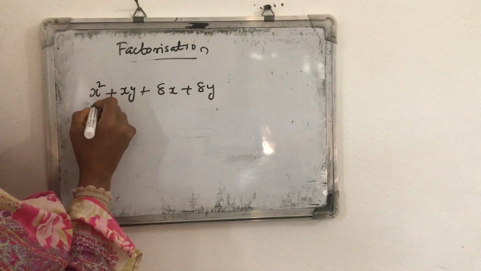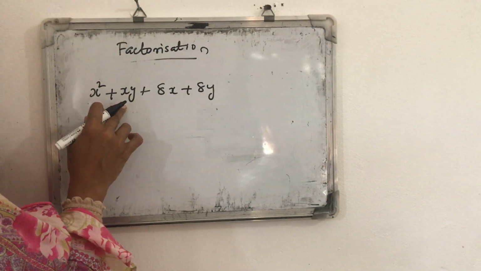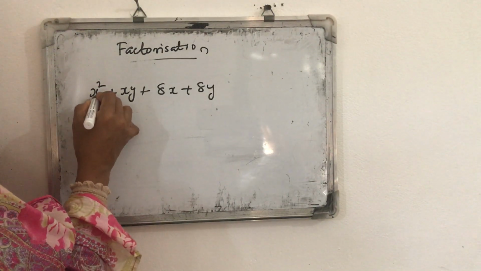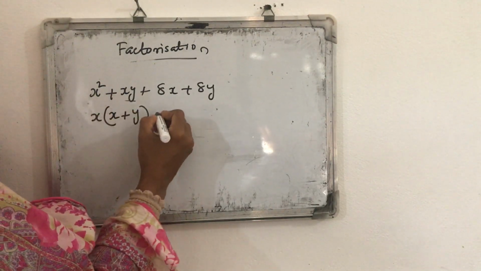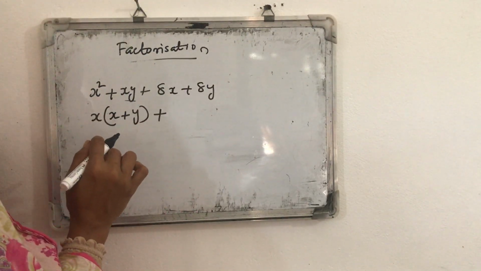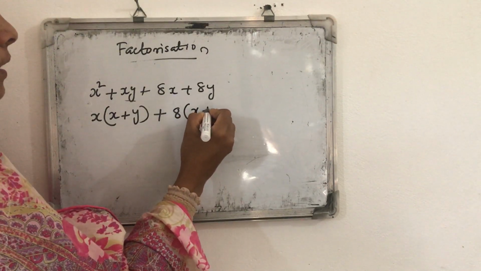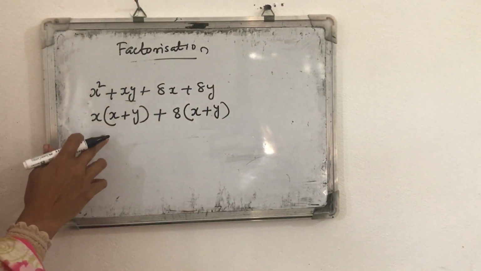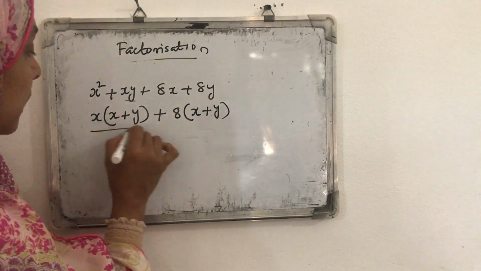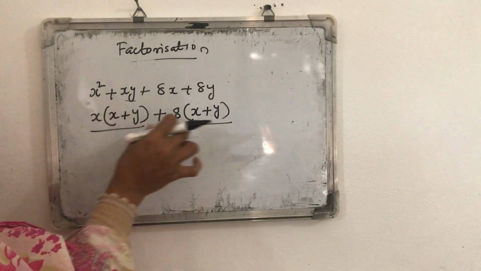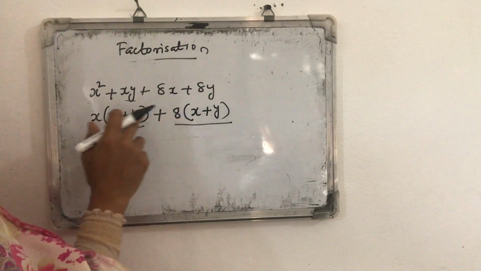Now we can take these first 2 and find common factors in these 2. x is common in both. When we take x outside, what is remaining? x plus y. So we regrouped these 2. Plus next, in 8x plus 8y, the common factor is 8. What is remaining? x and y. Now we got x into x plus y plus 8 into x plus y. In these 2 terms, x plus y is common in both.